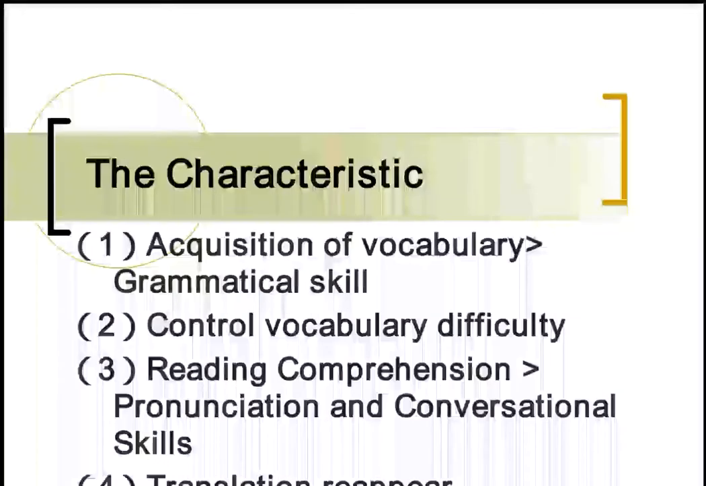Then the characteristics of reading method: acquisition of vocabulary is more emphasized rather than grammatical skill. And then it controls vocabulary difficulty. And then reading comprehension is emphasized more than pronunciation and conversation skills. As you can see here, translation reappears from time to time if it is used.